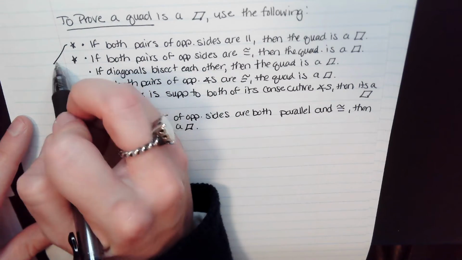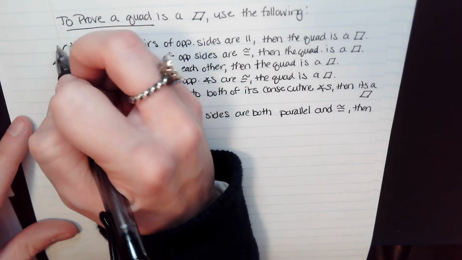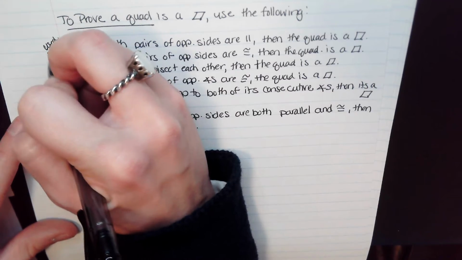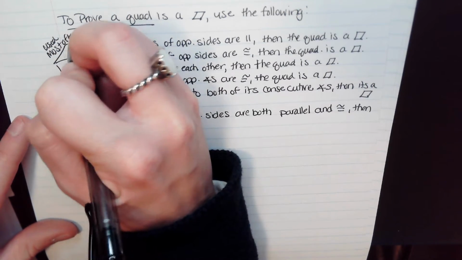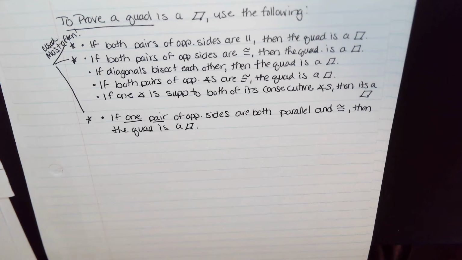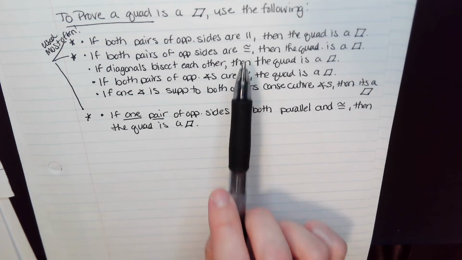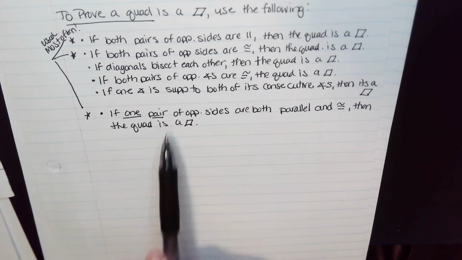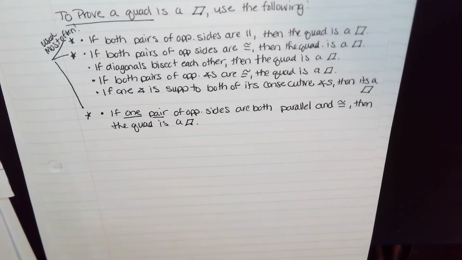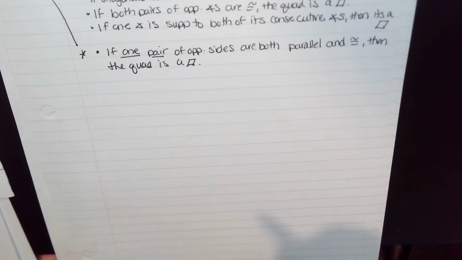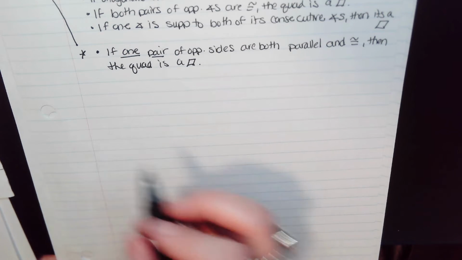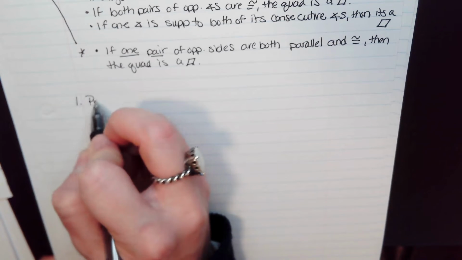So these 3 are used most often. And the rest you'll see occasionally, but those are really the ones we tend to find first. So if both pairs of opposite sides are parallel or congruent, or if one pair of sides is both parallel and congruent, then we can get that quad to be a parallelogram. All right, so we're going to start by proving a theorem.